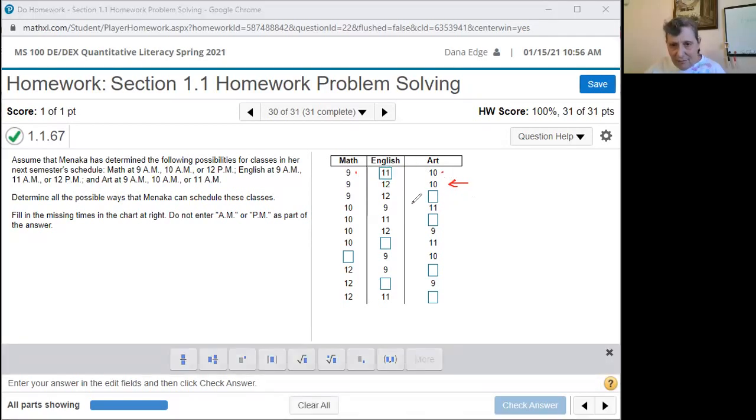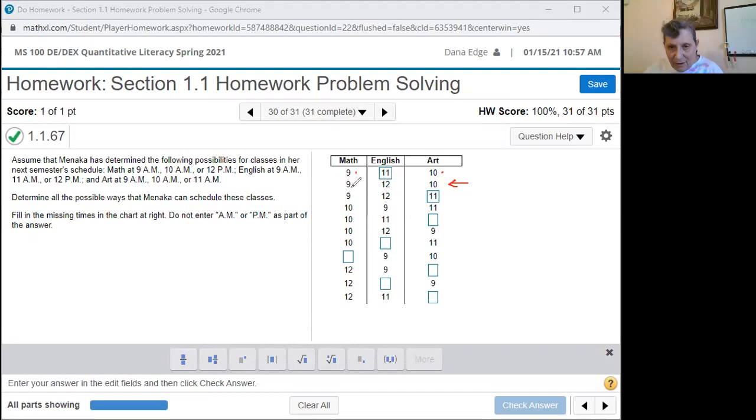Okay, let's look at the next one. If she takes math at 9 and English at 12, what about art? Well, notice that the line above it has math at 9, English at 12, and art at 10. What are our options? Art could be at 9, but you can't do art and math at the same time, so that's out. Art could be at 10, but that's already on the second row. So art's going to have to be at 11 o'clock.